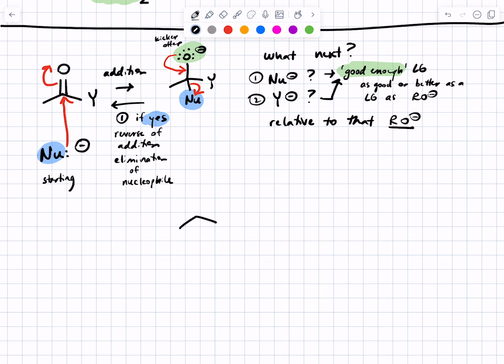What if the answer to question 2 is yes? That is the Y group, which I guess since we need more colors, let's make it orange.